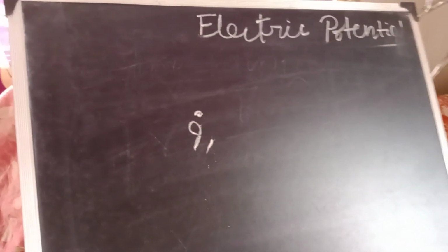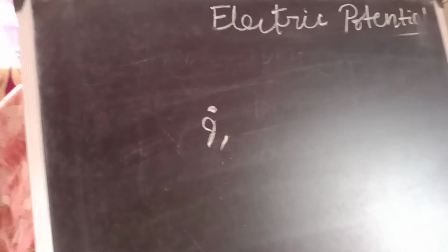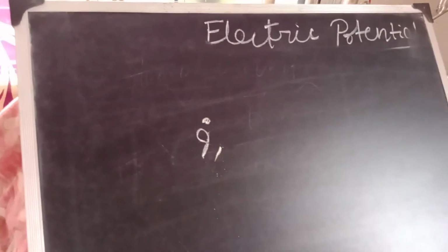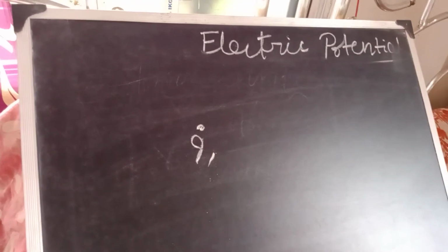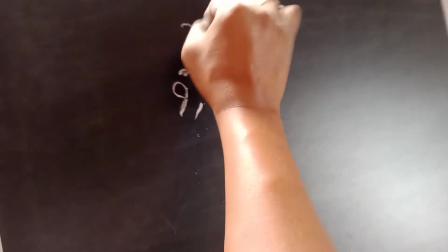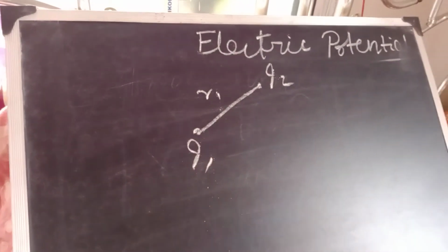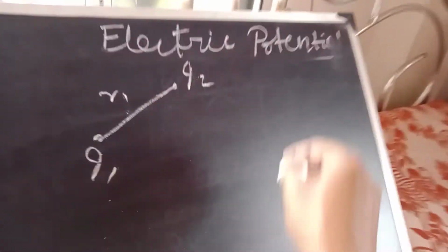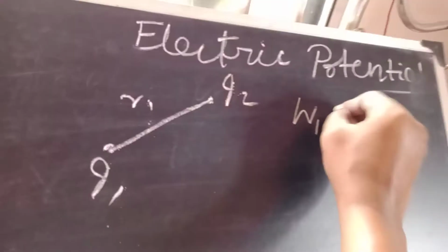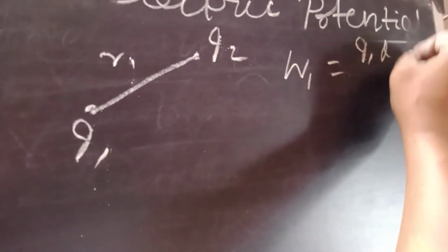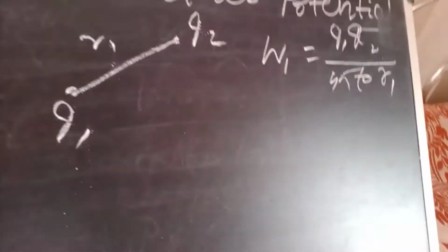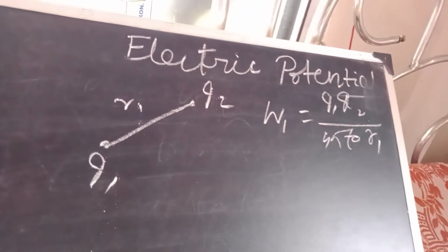There is no work to do to bring that positive charge Q1 at that point. Now if we want to bring another charge Q2 at a distance, suppose R1, now we have to do some work against this charge Q1, and that work, suppose that is W1, will be Q1 Q2 by 4 pi epsilon naught R1.